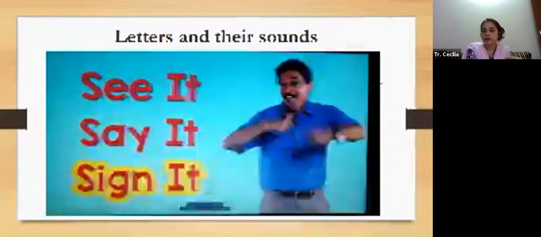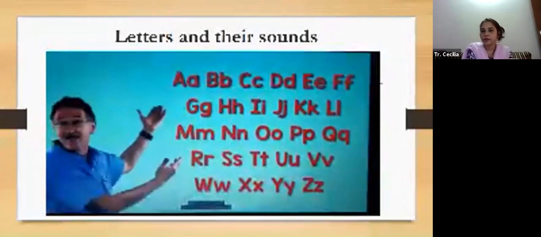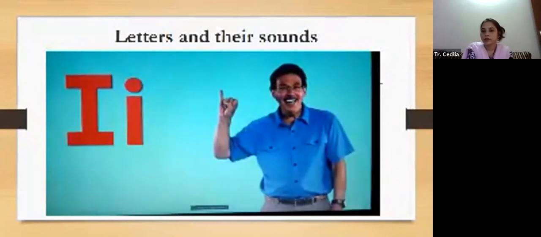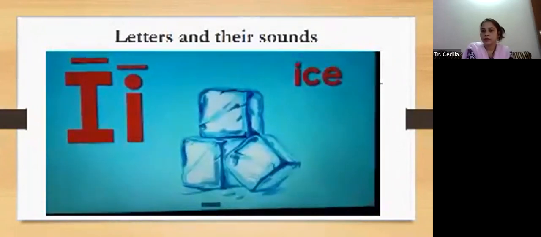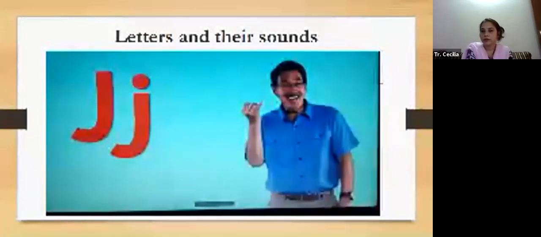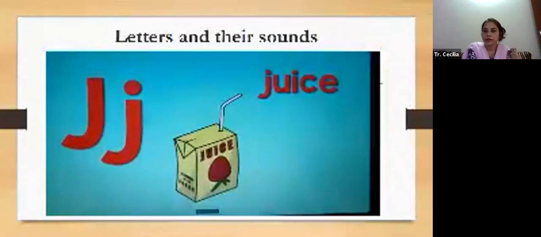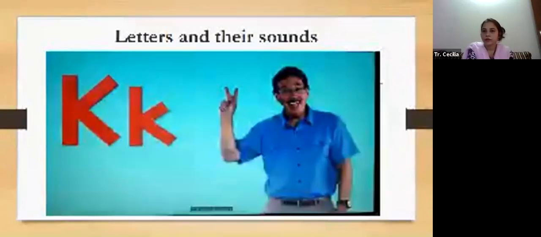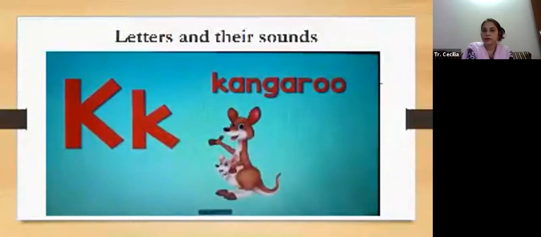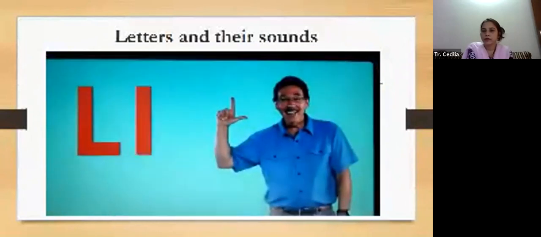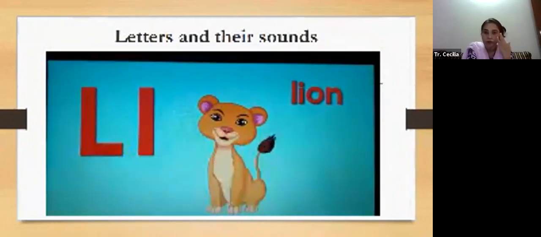See it, say it, sign it, the letters of the alphabet. I, I, this is the letter I. I, I, igloo. I, I, ice. J, J, this is the letter J. J, J, jet. J, J, juice. K, K, this is the letter K. K, K, kite. K, K, kangaroo. L, L, this is the letter L. L, L, lamp. L, L, lion.